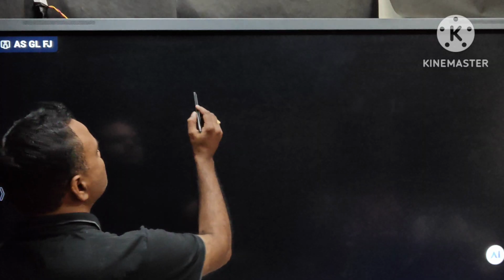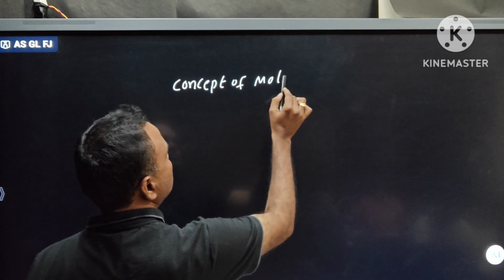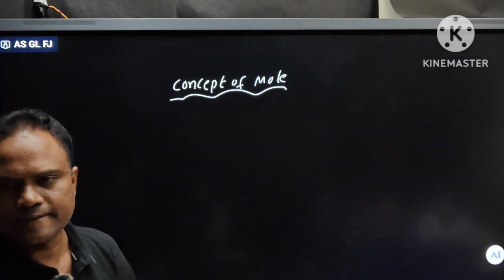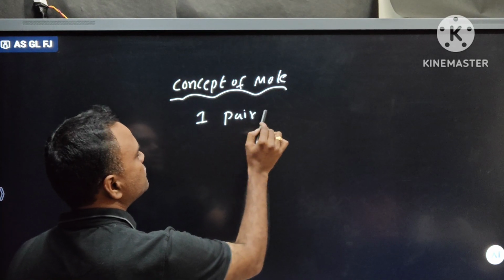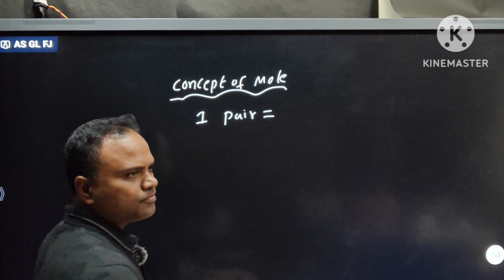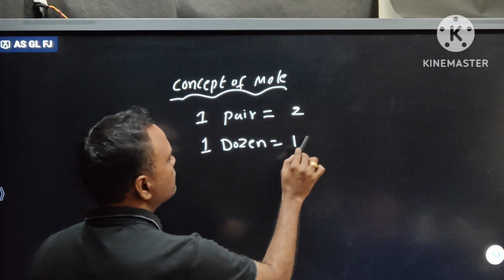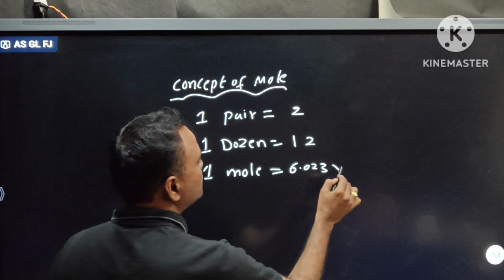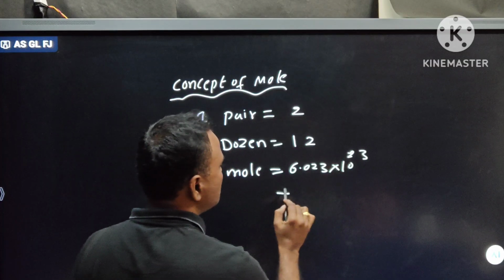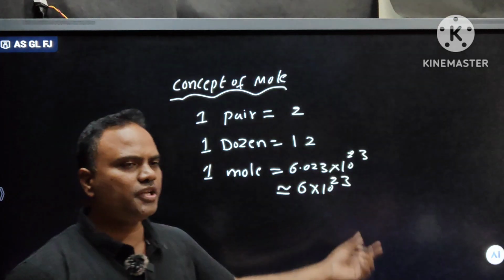Next, keep heading: Concept of mole. One pair is equal to how many entities? Two entities. One dozen is equal to how many entities? One dozen is equal to 12 entities. Similarly, one mole is equal to 6.023 into 10 to the power of 23 entities. Generally, we take it as 6 into 10 power 23 during numericals. Clear? One mole means these many entities.